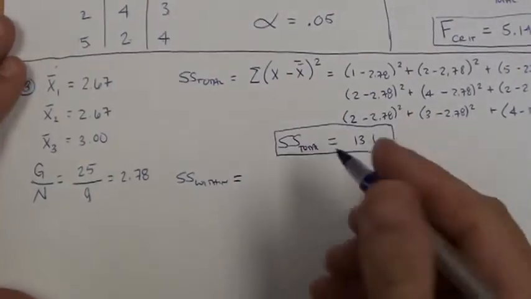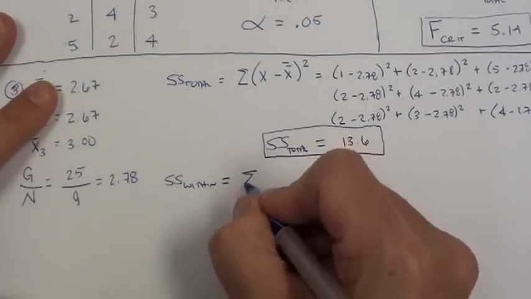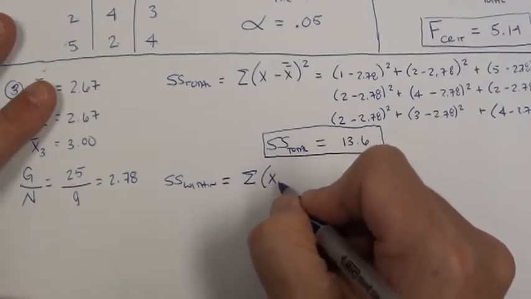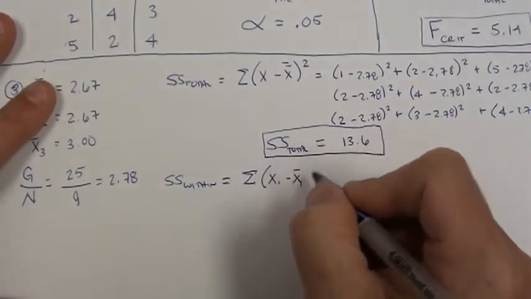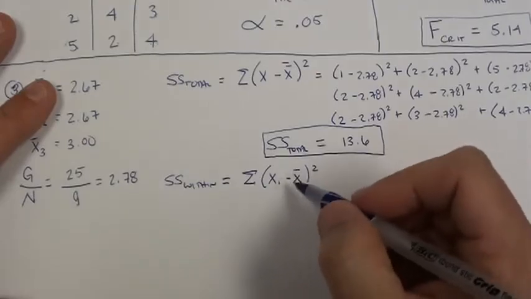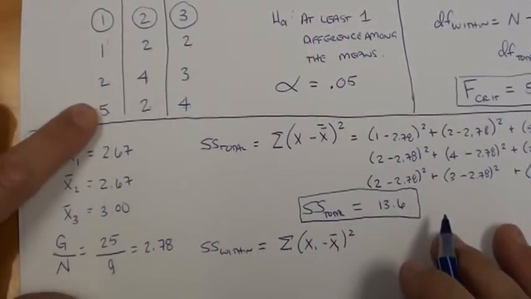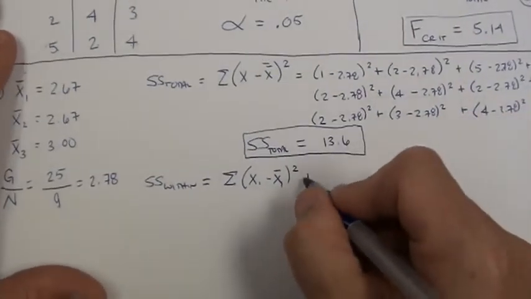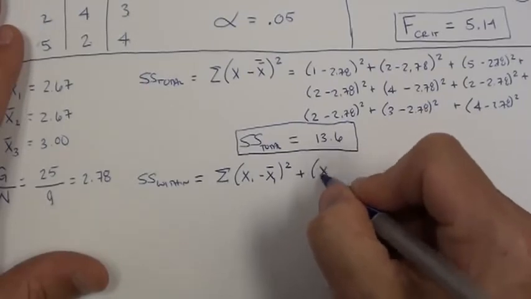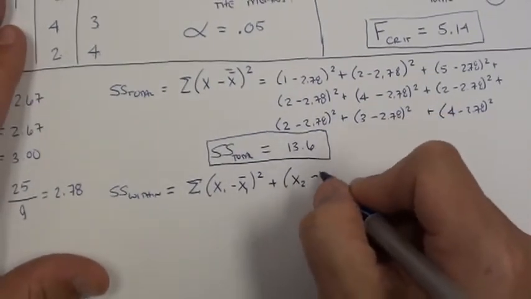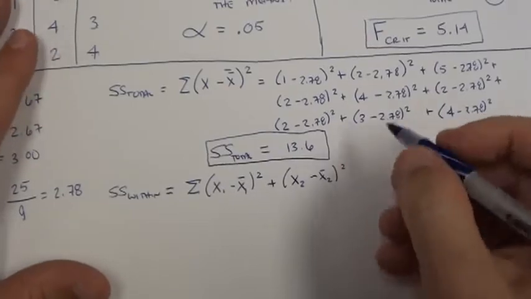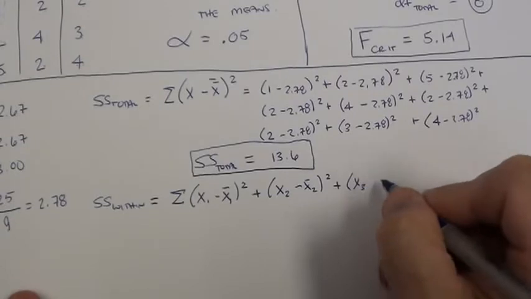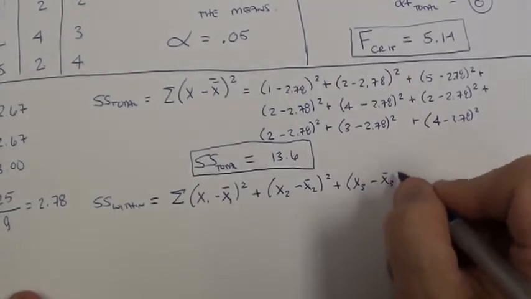And so the formula for the sum of squares within: within each condition, you're going to do the sum of x1 minus the mean of that condition and square it. So within each condition, the sum of the squared deviations from the mean of the condition. Then you're going to add these together. So each score in condition 2 minus the mean of condition 2 and square it, and do the same thing for the third condition: x3 minus the mean of condition 3 and square it.